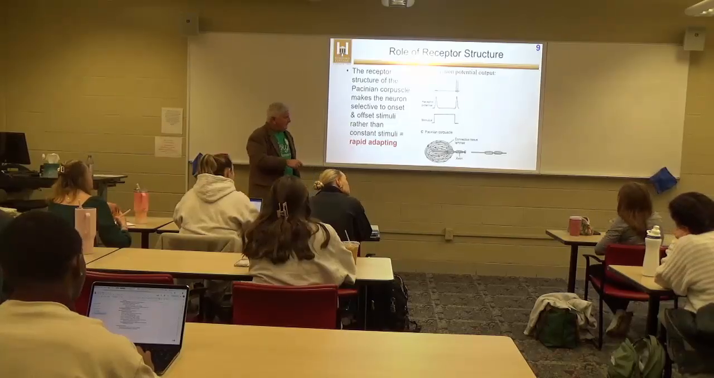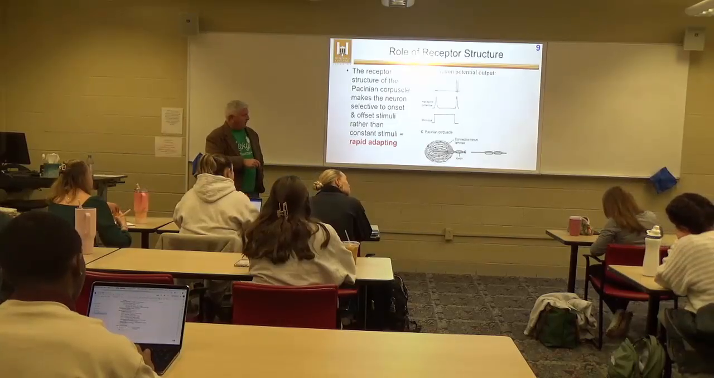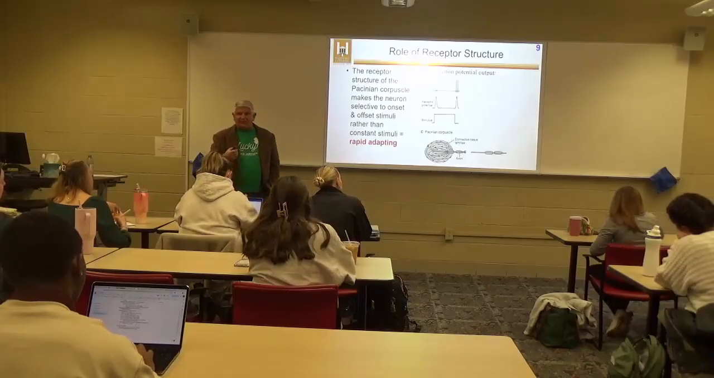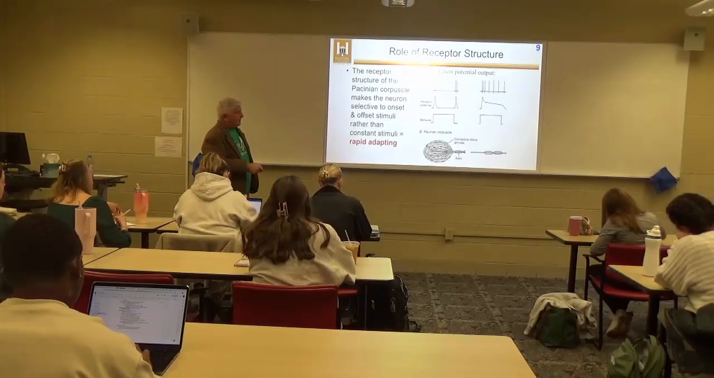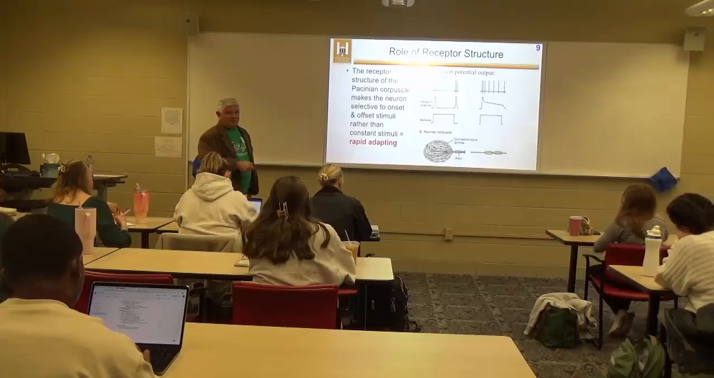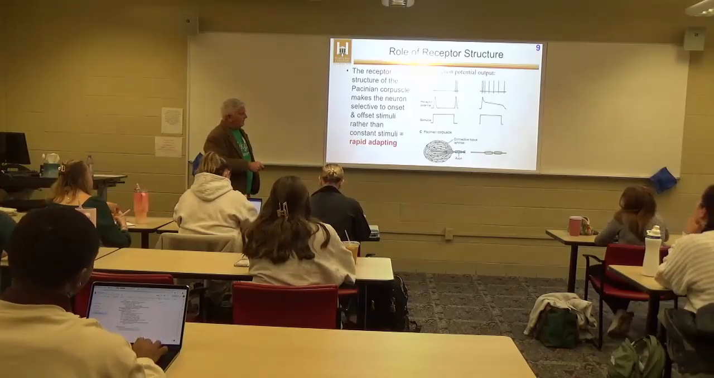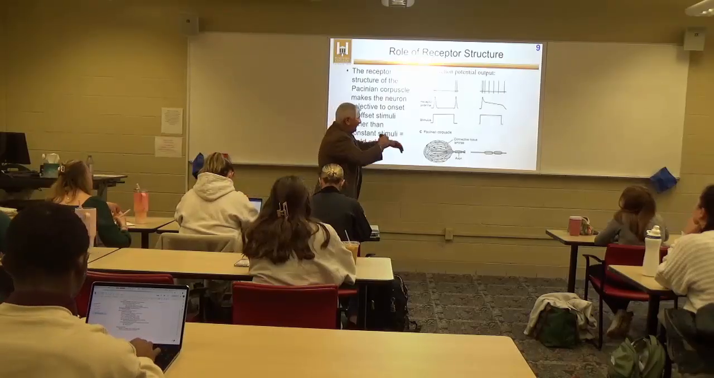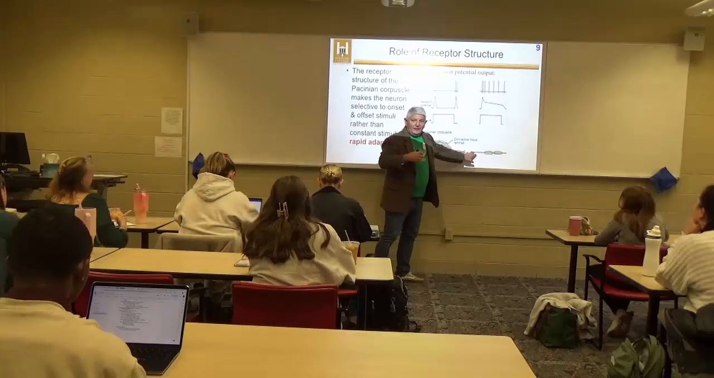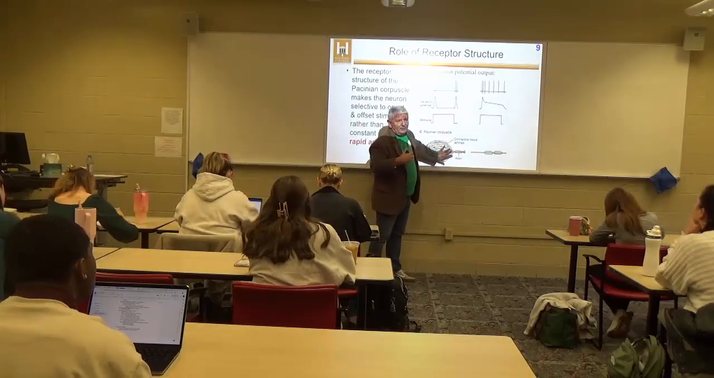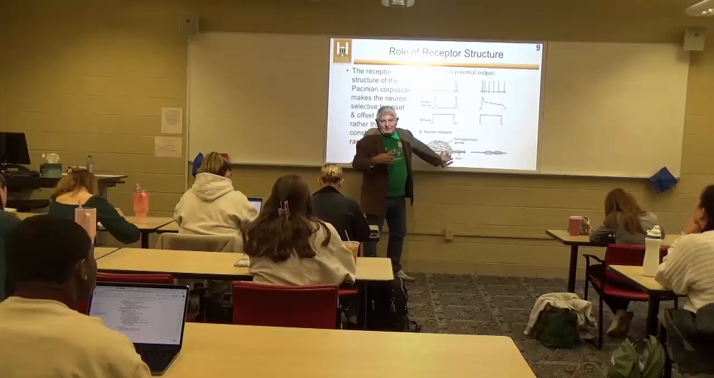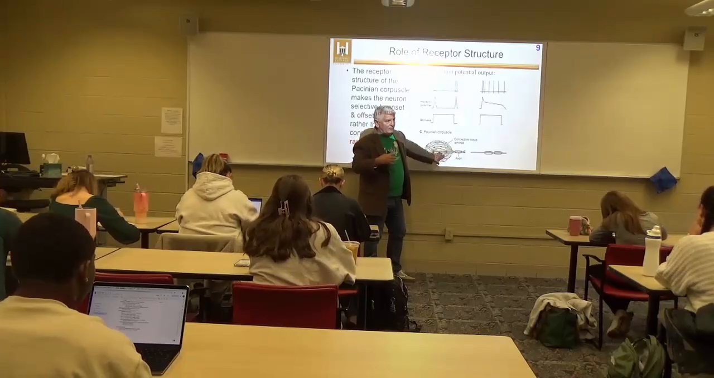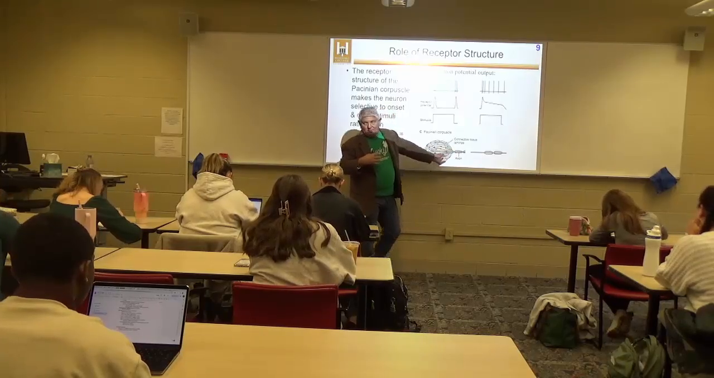If we take this and we strip off the onion-like receptor structure and we just have the neuron that was inside the Pacinian corpuscle, and we apply the same stimulus, we don't get that adaptation. It depolarizes and continues firing. So it really is not anything to do necessarily with the neuron, it's the structure around the neuron that's allowing it to be slow adapting or rapid adapting. Does that make sense?